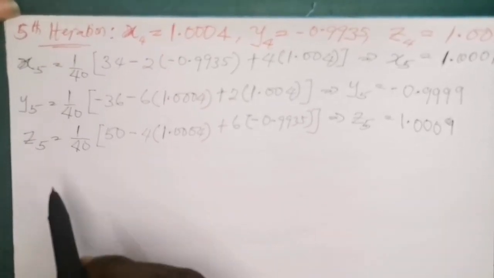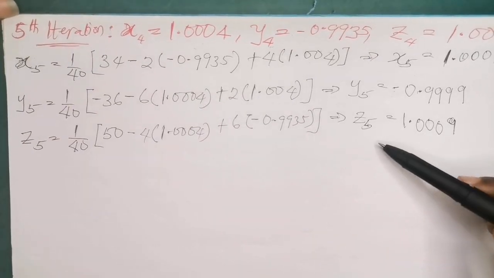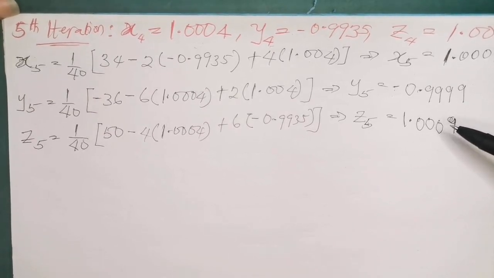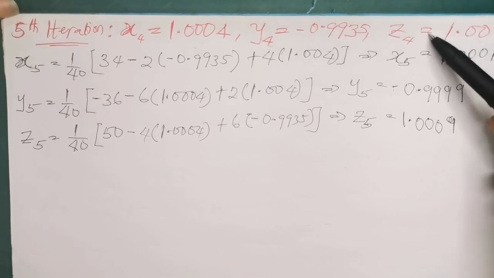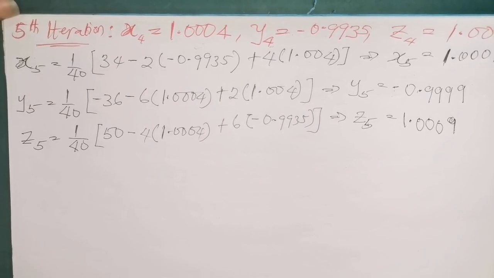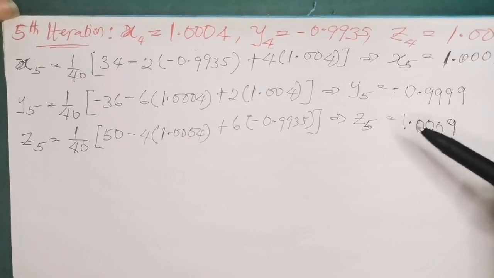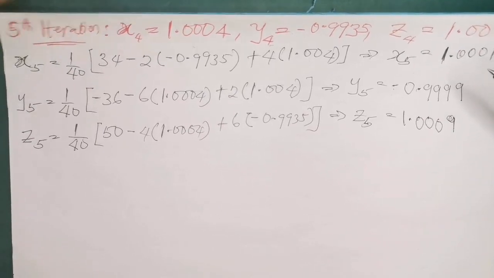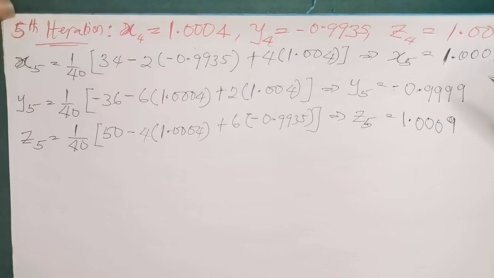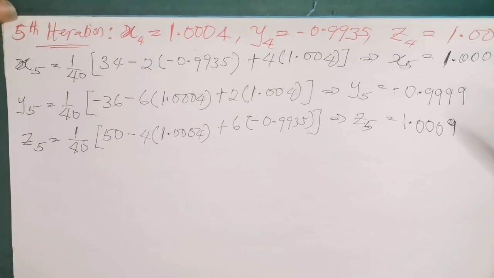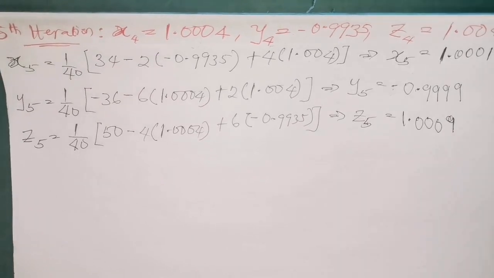All right, so upon final evaluation, we have z5 to be approximately 1.0009, and if you compare with the previous value of z obtained, we have 1.0040. So which means correct to 2 decimal places, z has also converged. So in general, all the variables actually converged correct to 2 decimal places. x4, x5, y4, y5, same thing, and z4, z5.